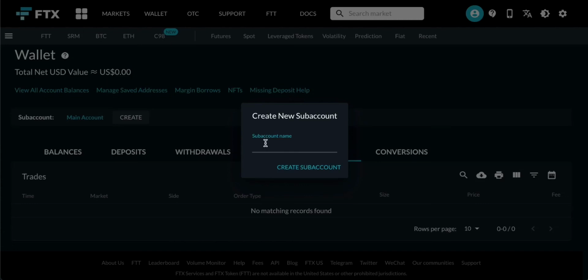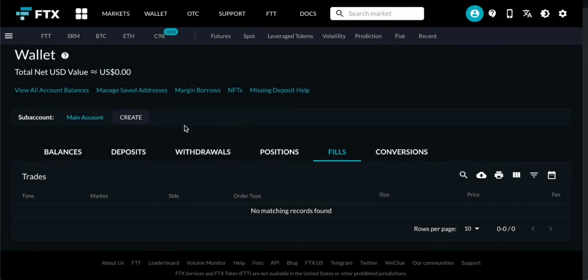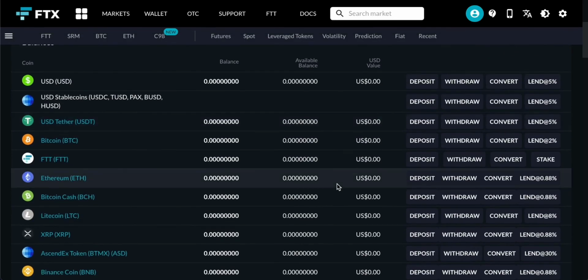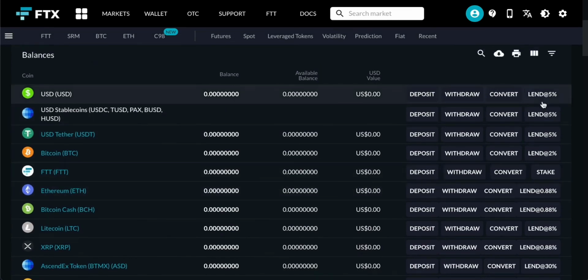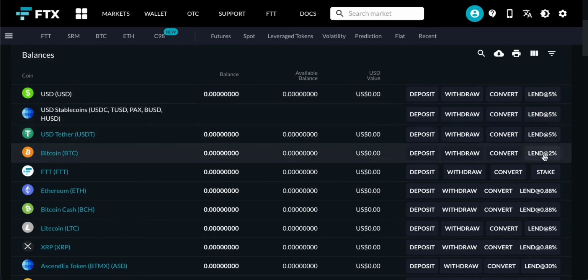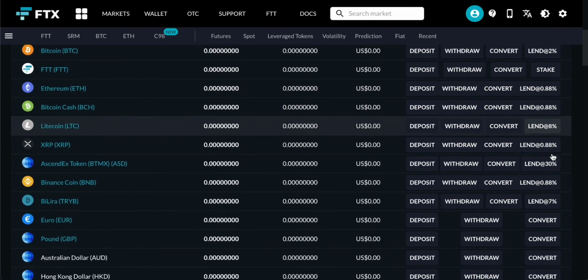And if you have an account that you want to use for margin or anything like that, you can create a sub account and that will have those cryptos in it. Also within your wallet though, as you might have seen, is something called lend or stake. So if you have US dollars, you can lend it at 5%. Same for US dollar stable coins. For Bitcoin, you can lend that out at 2%. And for supported currencies, you can stake them as well.